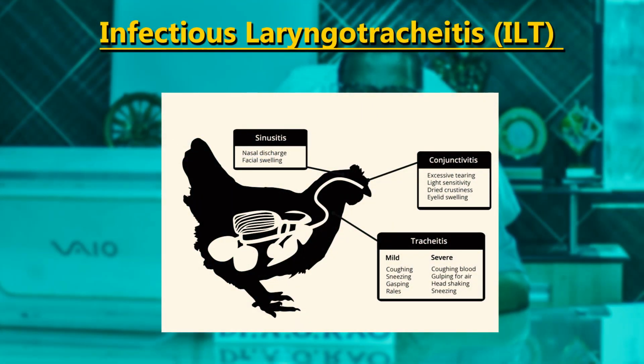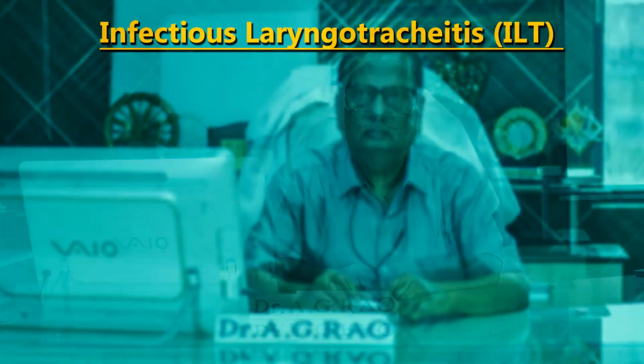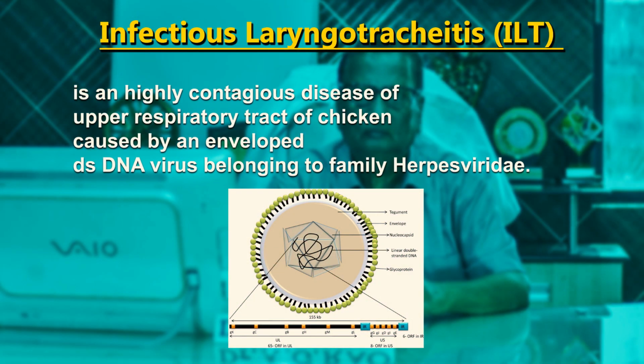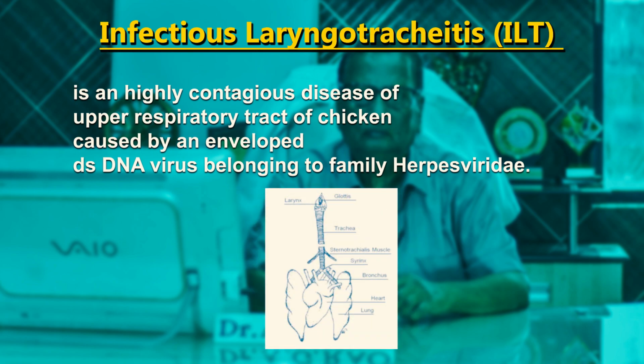नमस्कार। आज मु आउ गोटे सब्जेक्ट इन्फेक्शियस लैरिंजोट्रैकेइटिस वायरस पर कहबी इन ब्रॉयलर्स। Infectious laryngotracheitis is a highly contagious disease of mainly the upper respiratory tract of the chicken, and this disease is caused by a double-stranded DNA virus which belongs to family Herpesviridae.